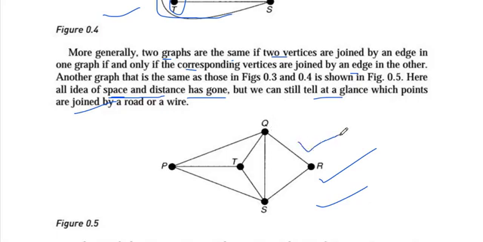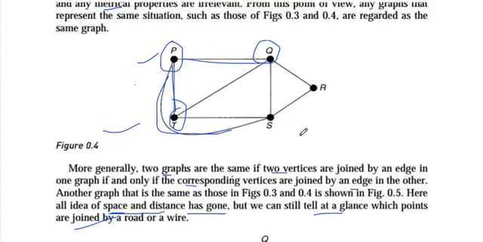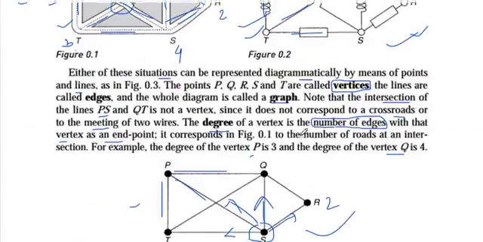Here we have discussed five different figures that represent the same graph. It does not depend on the distance between them, the space between them, or whether they are straight or not. So these are all the same graph.